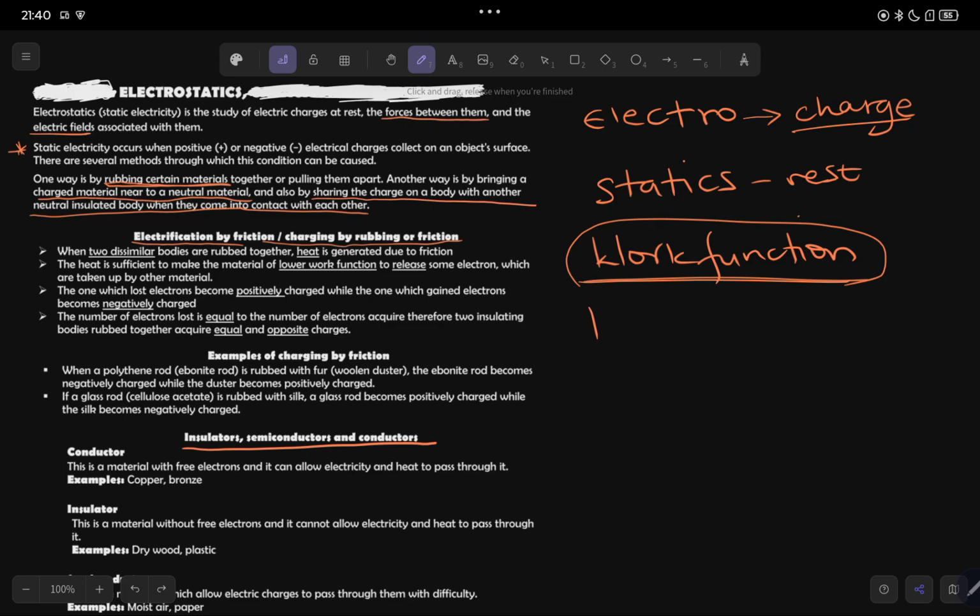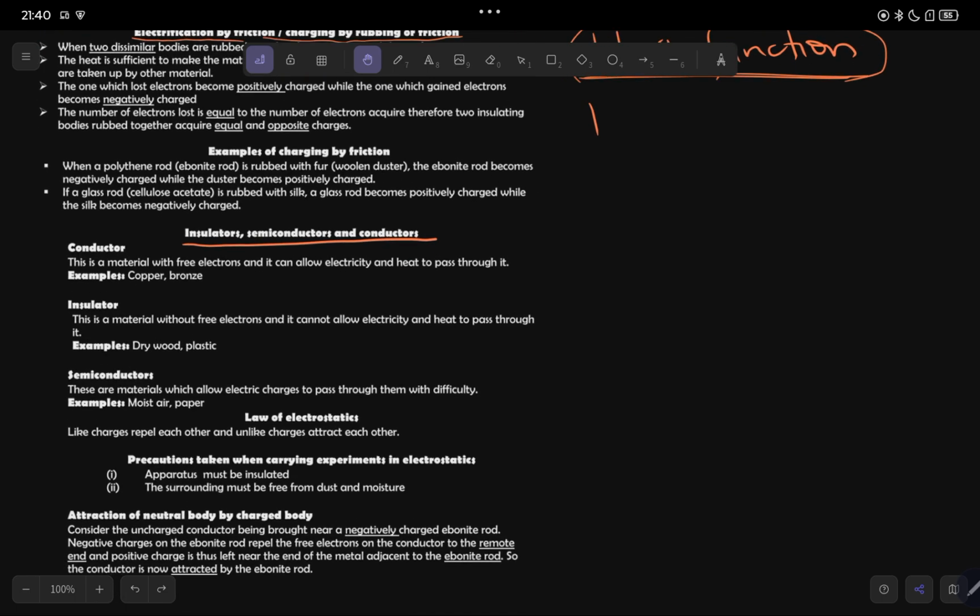Examples of conductors include copper, bronze, and others. An insulator is a material which does not have those free electrons which roam around carrying charge and heat, and it can therefore not allow electricity or heat to pass through it. Examples include dry wood, plastics, concrete, stones, and all that. Those ones don't allow heat or electricity to pass through. But specifically here, we're interested in the flow of electricity.